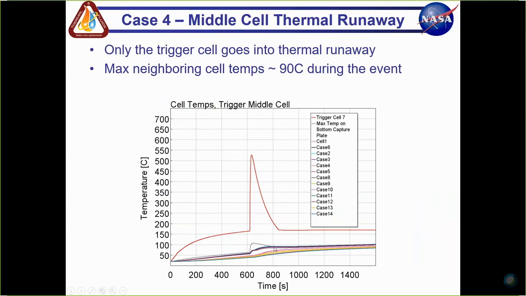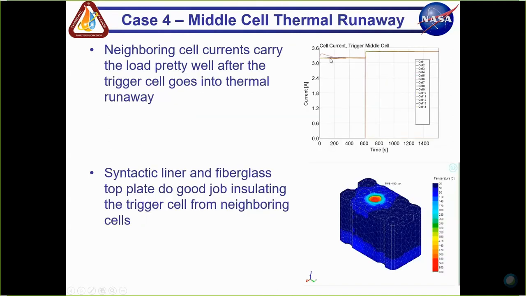Now, if we look at the fourth case with the middle cell thermal runaway, the trends are very similar to the corner cell. The one difference that I believe Kylie pointed out already was that the maximum cell temperatures are about 10°C lower than they were for the corner cell case. So the corner cell is kind of the worst case scenario, and this has even more margin for prevention of thermal runaway. But the story is very similar for the trigger cell here. You can see the current distribution is slightly different. And then once that goes into thermal runaway, the other cells pick up the slack in terms of current. And here you can also see the transient animation of the temperature response in the pack.